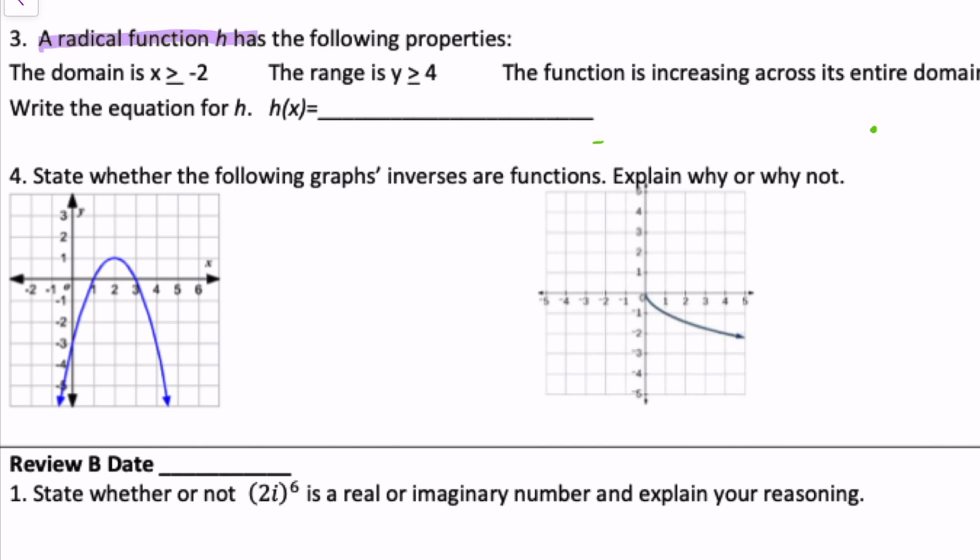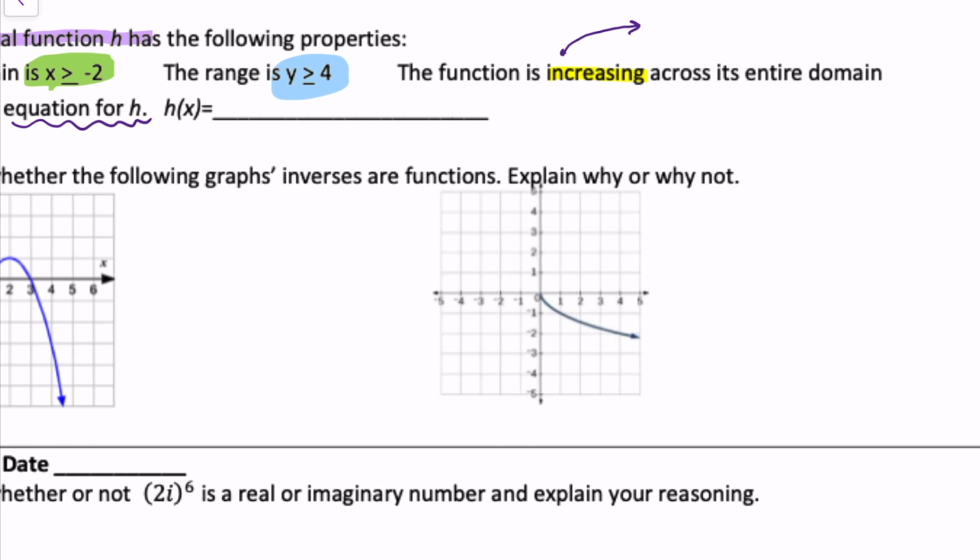We have a radical function h with the following properties. A domain of x is greater than or equal to -2, and a range of y is greater than or equal to 4. We're also told that the function is increasing across the entire domain. So now we know that it's going to be a square root function that heads in that upward direction. We need to write an equation for h. Well, before I can really write an equation, I need to picture what this looks like. I'm going to do this way over here.